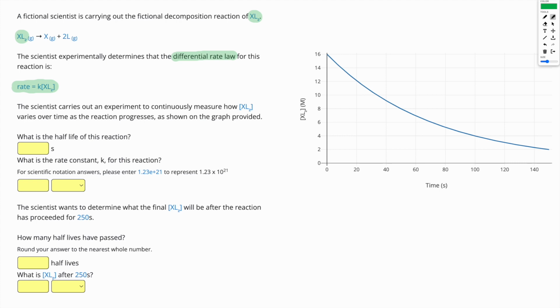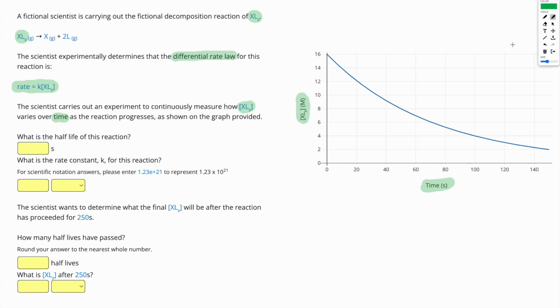We're also given this graph. It says the scientist carries out an experiment to continuously measure how the concentration of XL2 varies over time as the reaction progresses. So there's our concentration of XL2 on the y-axis and our time on the x-axis. The first question is asking us, what is the half-life of this reaction?